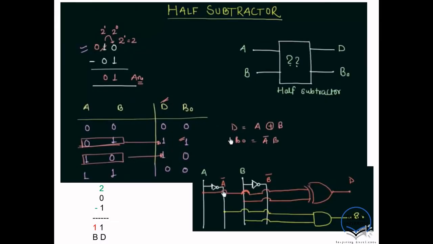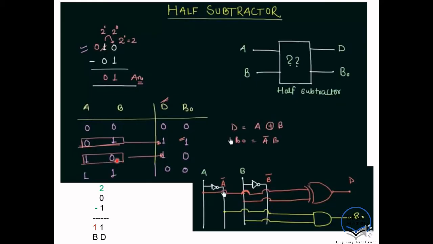Now the half subtractor. For the half subtractor you have two inputs, A and B, and two outputs, D and B naught. Okay, so 0 minus 0: your result is 0, borrow is 0.